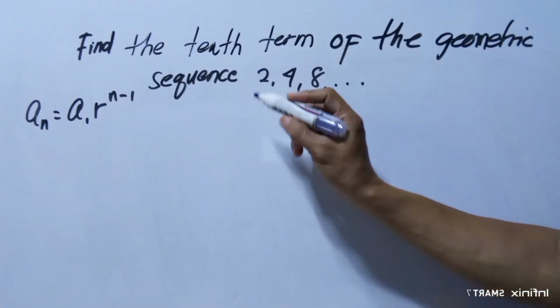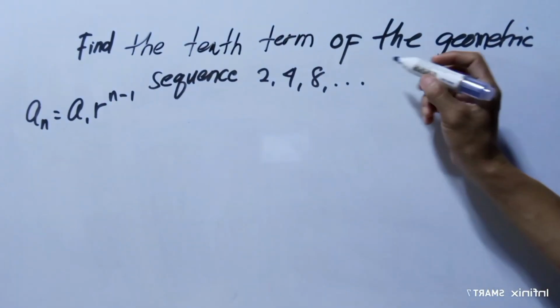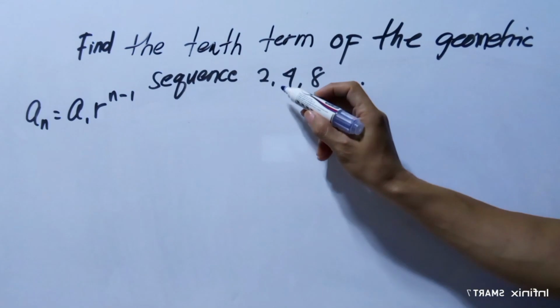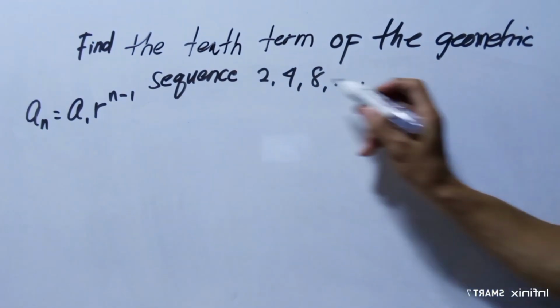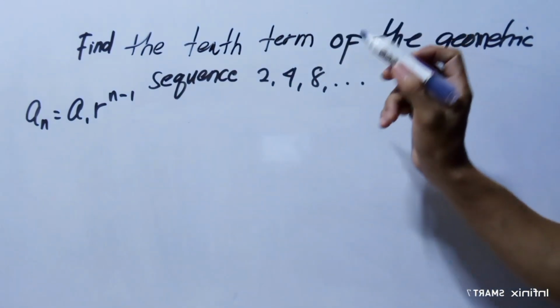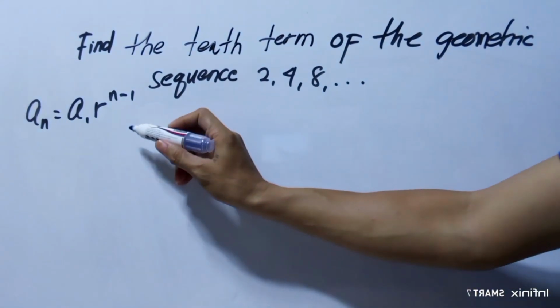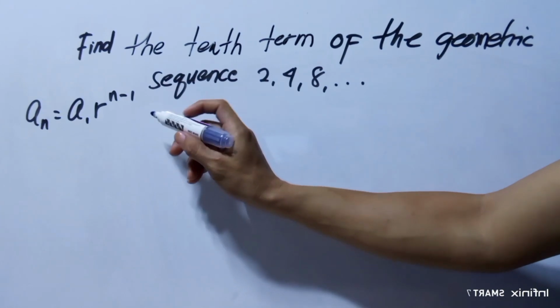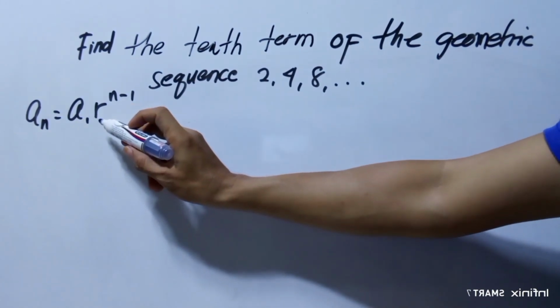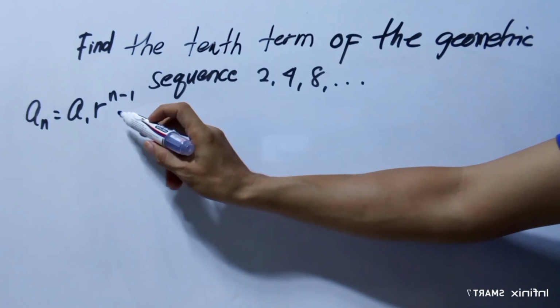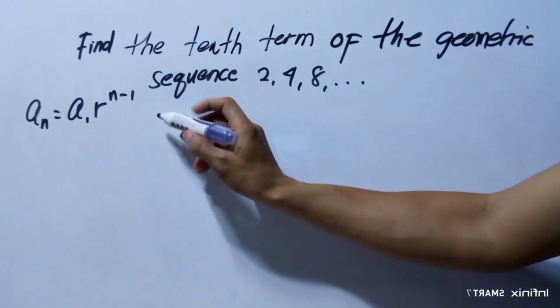Okay, we will solve this one. Find the 10th term of the geometric sequence 2, 4, 8, and so on. So, hanapin natin yung pang 10th term. Okay, so this is the formula of finding the 10th term: a sub n equals a sub 1 times r raised to the power of n minus 1.